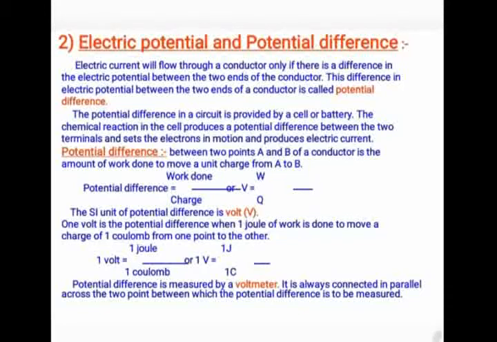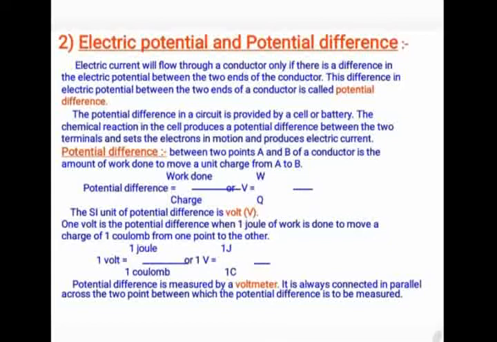Potential difference between 2 points A and B in a conductor is the amount of work done to move a unit charge from A to B. Hence, potential difference equal work done upon charge. Mathematically, V equal W upon Q. The SI unit of potential difference is volt. 1 volt is the potential difference when 1 joule of work is done to move a charge of 1 coulomb from one point to the other. 1 volt equal 1 joule upon 1 coulomb.